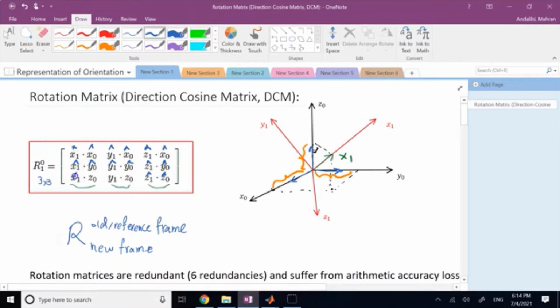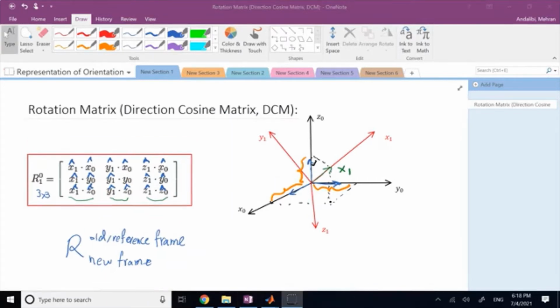Well, based on what you learned, hopefully, in the past, a dot represents projection. That's what the dot operator does. It projects one vector along the other one, or it gives you the cosine of the angle between the two vectors. For example, here, if I calculate this first component, this entry 1,1, when we say x1 dot x naught, what is that?